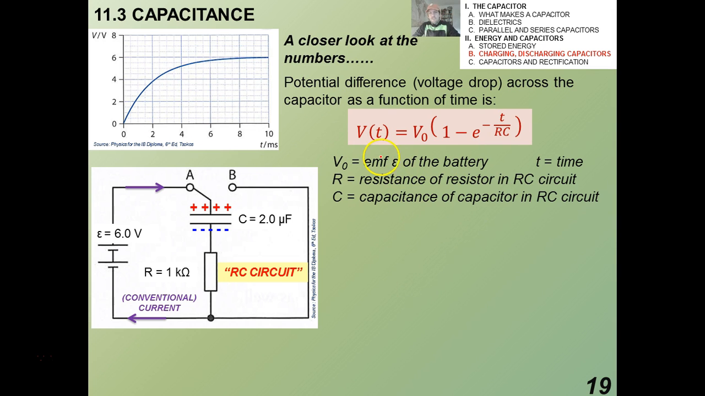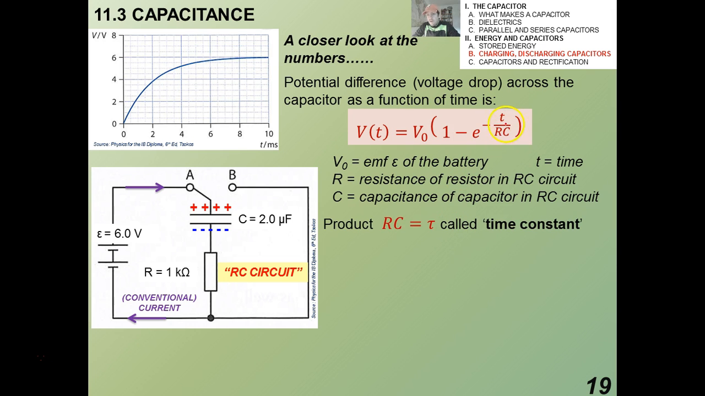All right? So this particular function is given by V naught times the quantity 1 minus e to the negative t over RC, and e is the natural logarithmic function, okay? And where V naught is the EMF of the battery, t is time, R is the resistance of the resistor in the RC circuit, okay?